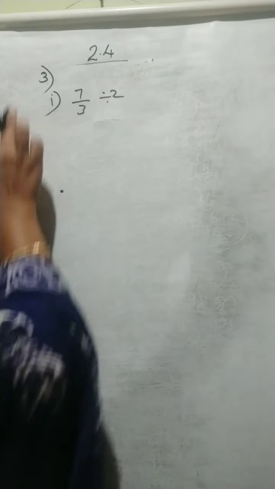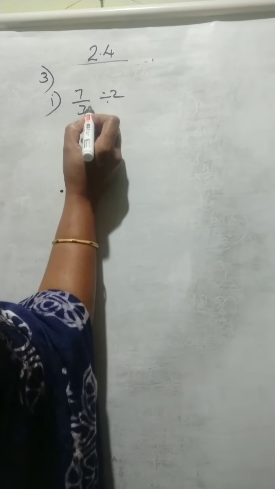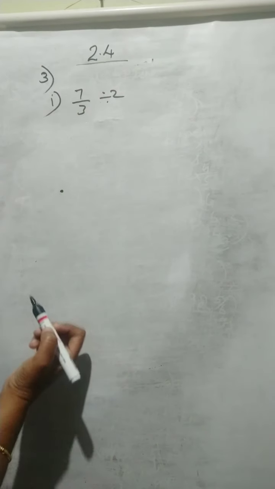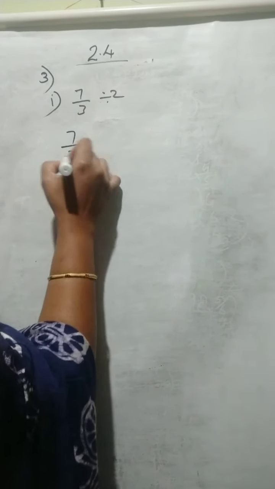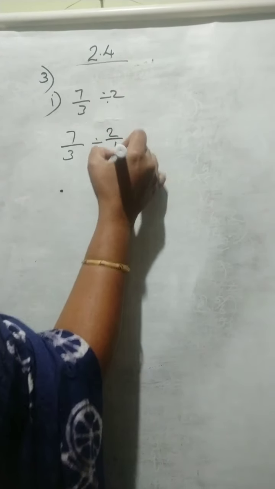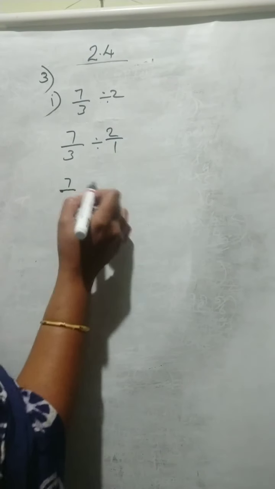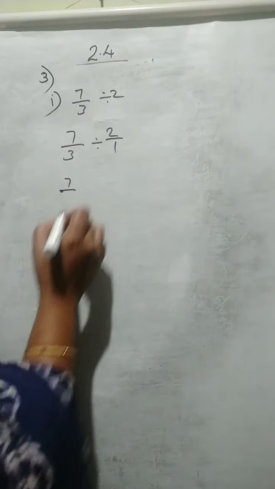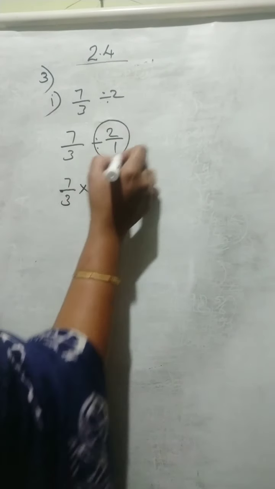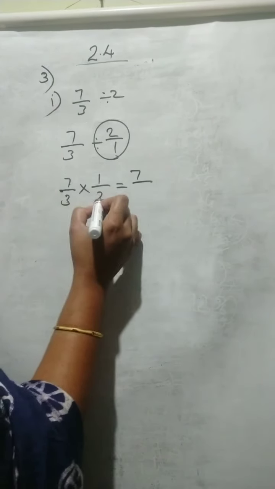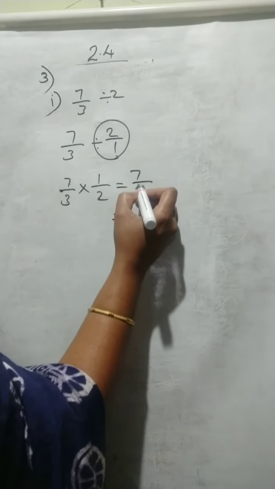Now we have to do the calculation of the third group. That is, we are going to divide a fraction by a whole number. So here 7/3 divided by 2. Actually we know 2 is equal to 2/1. So the next step is we have to multiply with the reciprocal of the divisor. Here 2/1 is the divisor. We have to multiply the reciprocal of 2/1, that is equal to 1/2. Then 7 times 1, 7 itself. 3 times 2, 6.